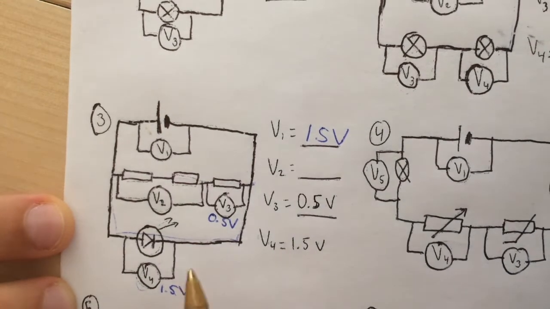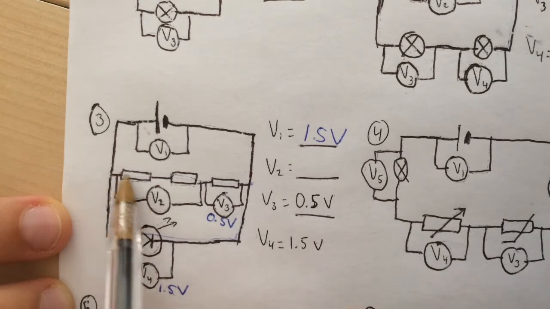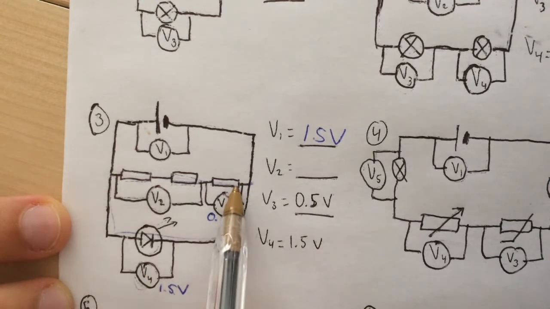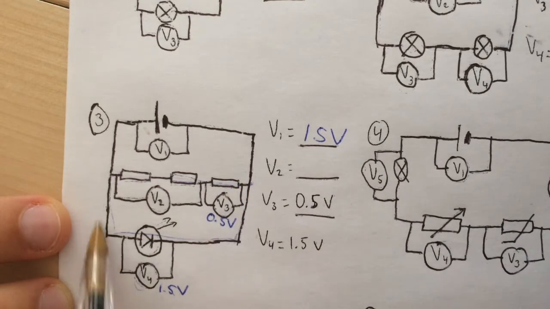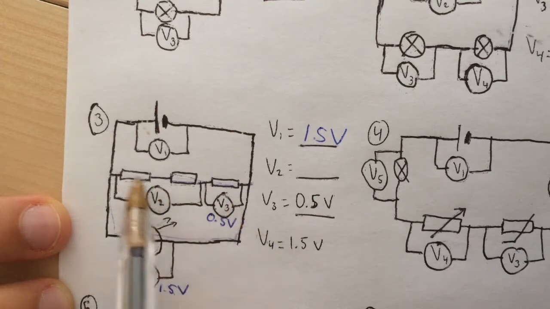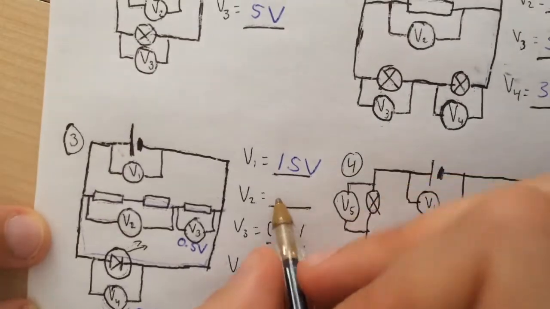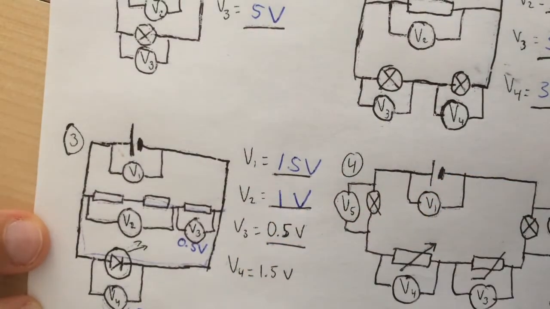That's the rule. Then V3 over here is 0.5 volts, and across this branch there must be a total of 1.5 volts, the same as this branch and this branch. So if we've got 1.5 volts over here minus this 0.5 volts, that leaves us with 1 volt for V2.